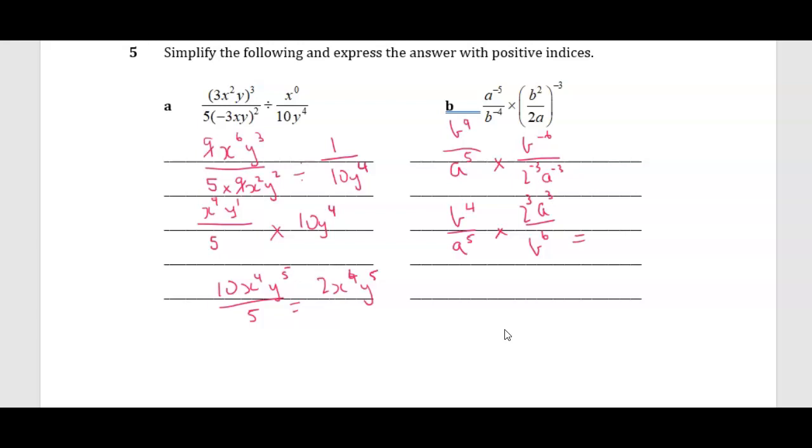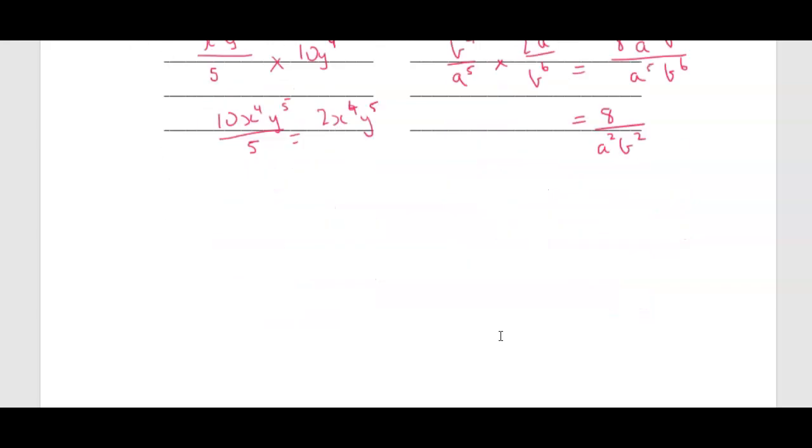Okay, so I'm going to put everything on the numerator. So we're going to have 2 cubed is 8, a cubed, b to the 4, and then on the bottom we've got a to the 5, b to the 6. So the 8 stays on the top, and then on the bottom we're going to have a to the power of 2, b to the power of 2. All right, and that's it.